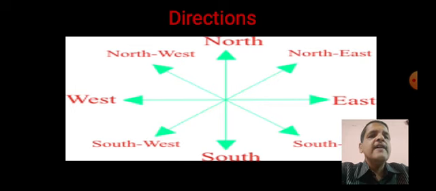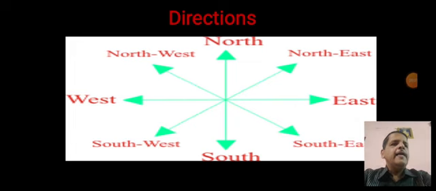So after letter coding and number coding, let us go towards directions. Now when we say directions, see in the chart, upside it is north, downside south, west is there, east is there. Between north and east there is northeast. Then between east and south there is southeast. Between west and south there is southwest. Between north and west there is northwest. Such directions you know, 8 directions.